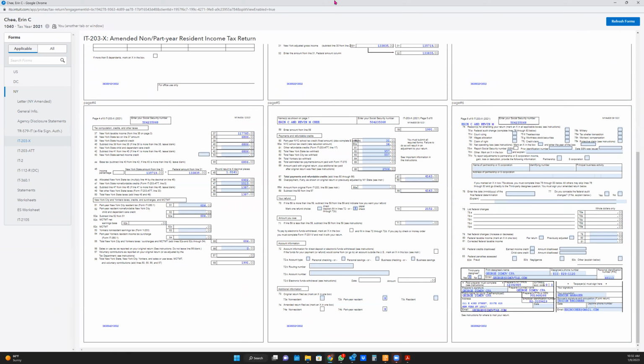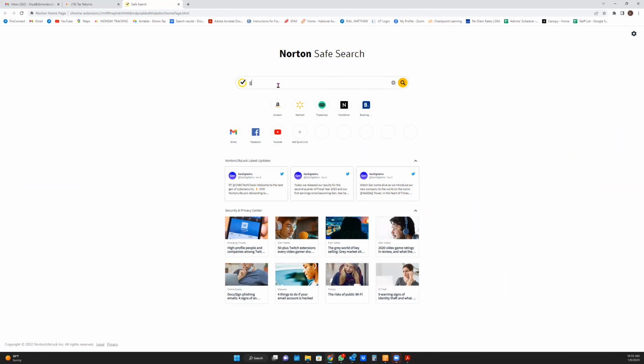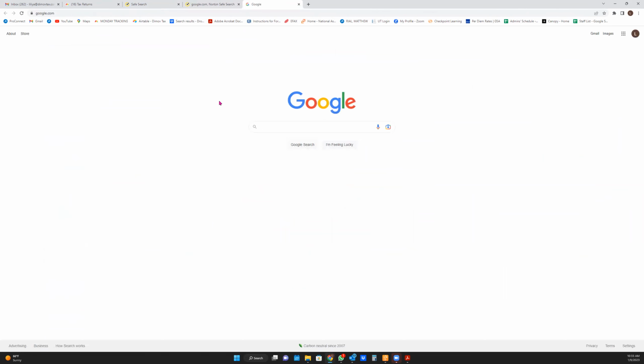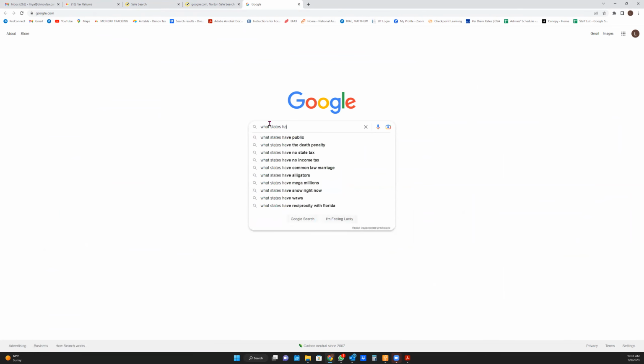Sure. Good choice. Now, one thing that I feel like is worth mentioning, and I feel like we don't see it all that often with our clients, there are states that have reciprocity agreements. What does that mean? It means that the taxpayer lives in one state and they're a resident of that state, but they work in a different state, okay? So if we go and ask Mr. Google, what states have reciprocity?